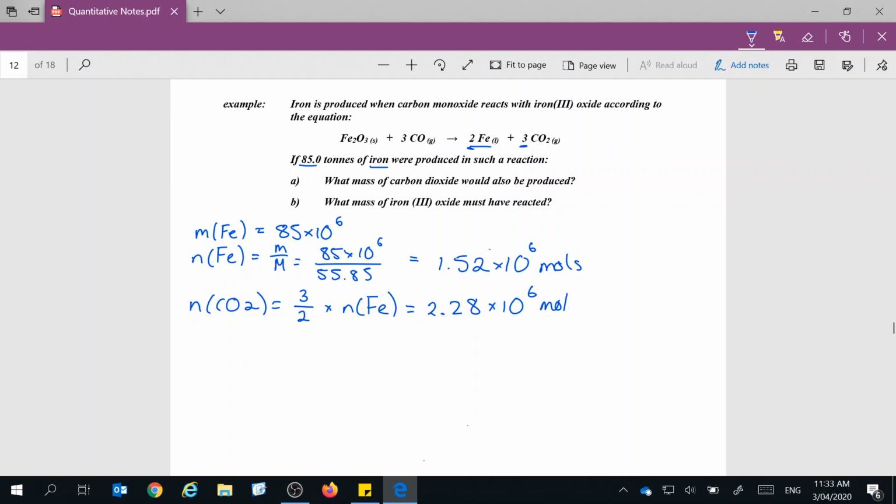Now, the mass of CO2 is the number of moles times the molar mass. So 2.28 by 10 to the 6 times by the molar mass, which is going to be 12.01 plus 2 lots of 16. And that gives me an answer of 1 by 10 to the 8 grams, and if I convert that back to tonnes, it's 100 tonnes.